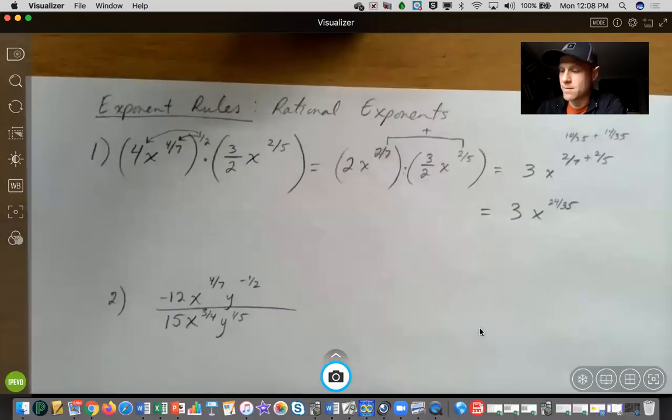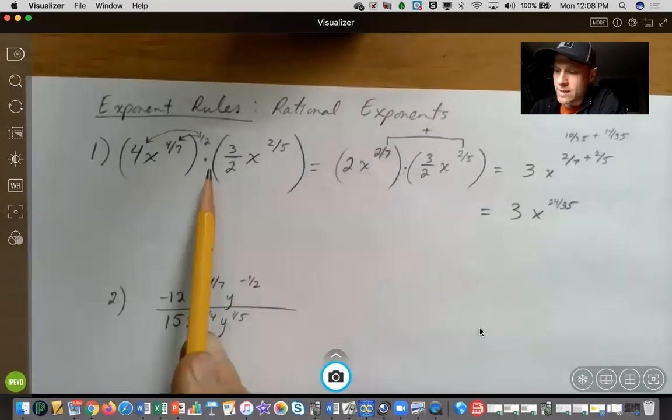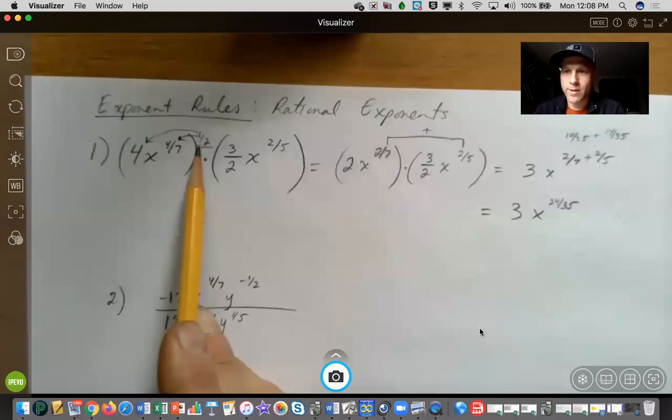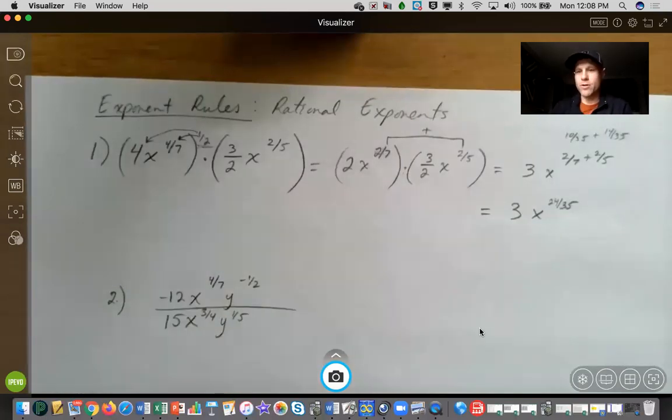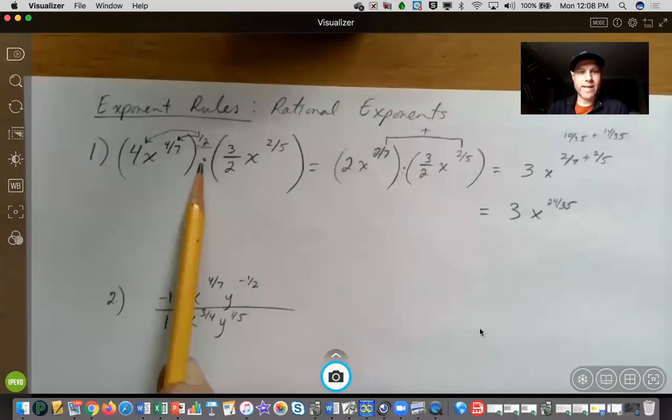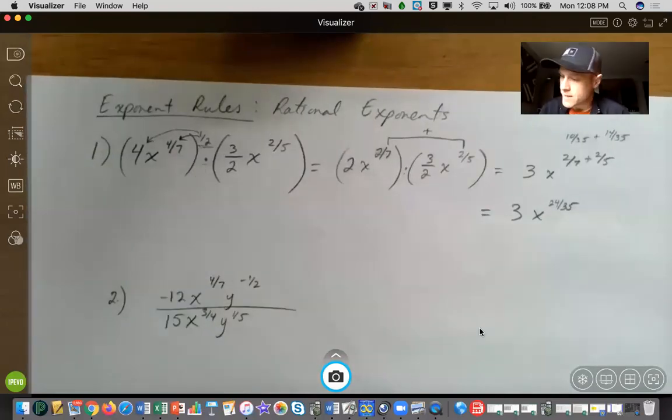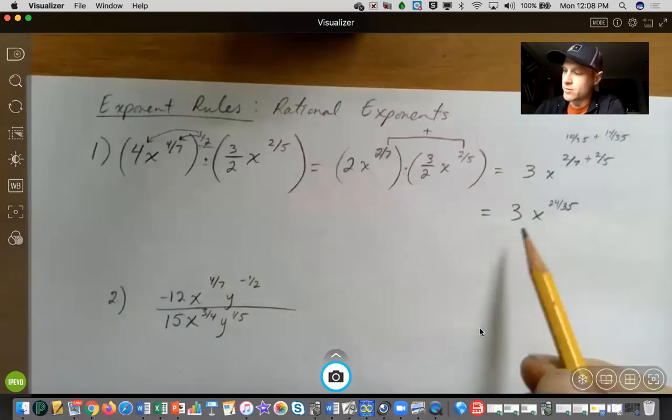Going back to the beginning, the reason why we had to take care of this exponent first is because of order of operations. You do exponents before you can multiply, right? So before we could take care of this dot, we had to take care of the exponent first. Second example, and so this would be our final answer there.